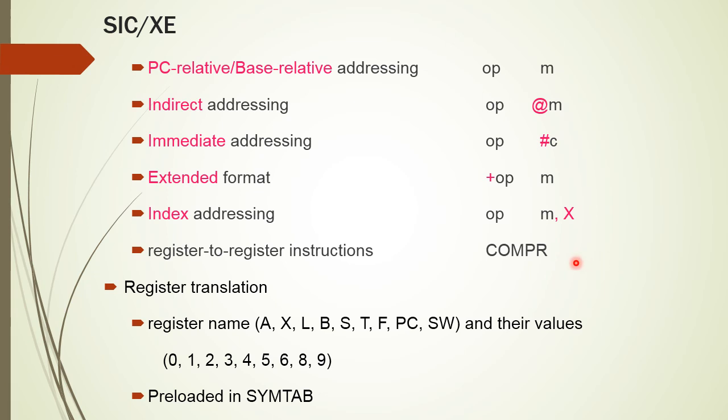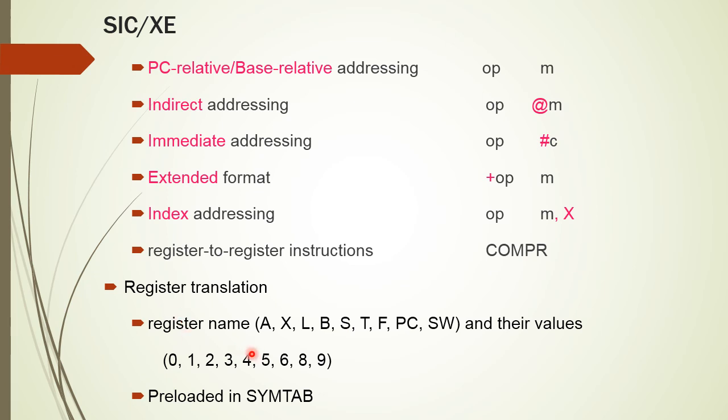The instructions with no operand that belong to format 1 are FIX, that is fixed, then FLOAT, HIO, NORM, SIO, and TIO. These are the six instructions without any operand that belong to format 1. All other instructions without any operand belong to format 2.